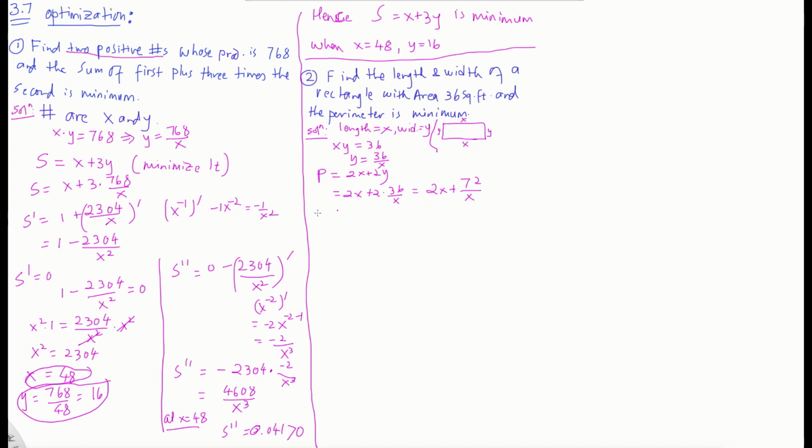Okay, so again same steps. Find out the p prime. That is 2 minus 72 over x squared. Why is that? Why the derivative is negative here? Because you can write 72 times 1 over x, right? So similar to the previous one, 1 over x is x to the negative 1, and if you find the derivative of that, you will get negative 1 x to the negative 2, right? And negative 1 over x squared. That makes negative 72 over x squared.